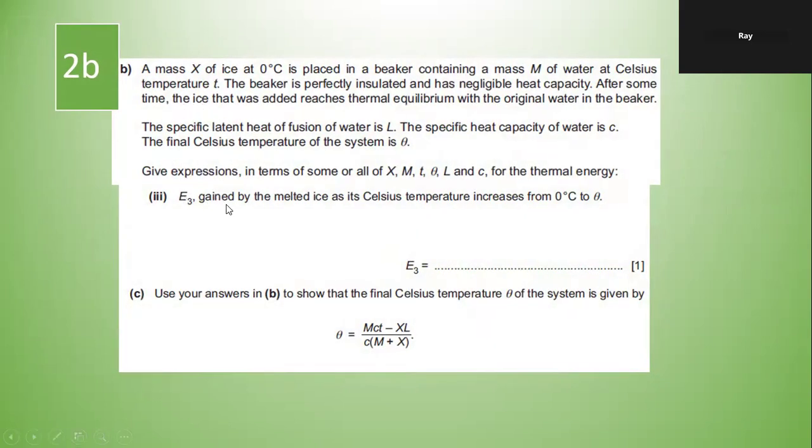E3 is gained by melted ice as its temperature rises from 0 to theta. Melted ice is ice water at 0 degrees Celsius going to theta, so there's a rise in temperature. Have I done something wrong here?